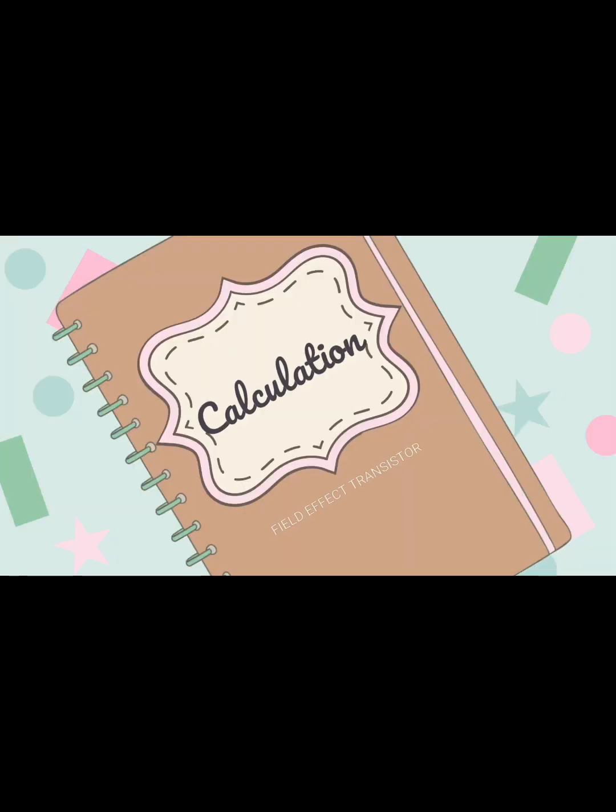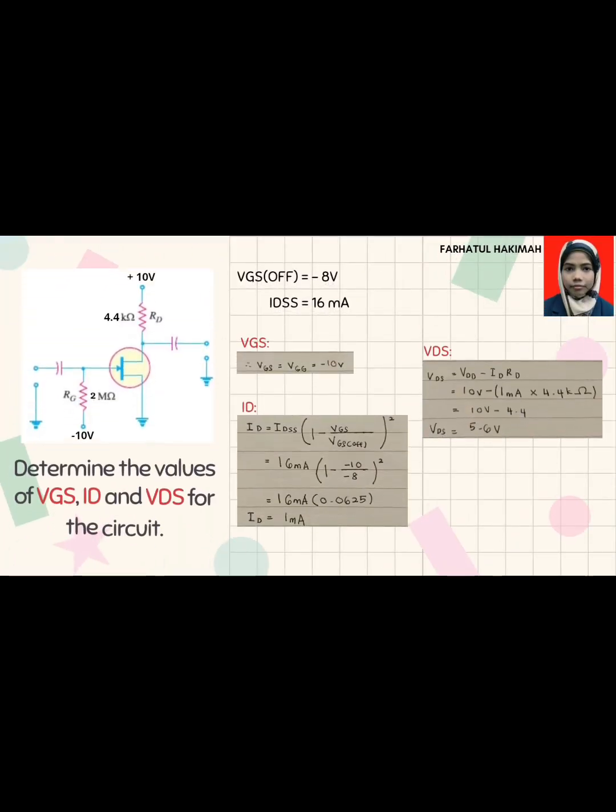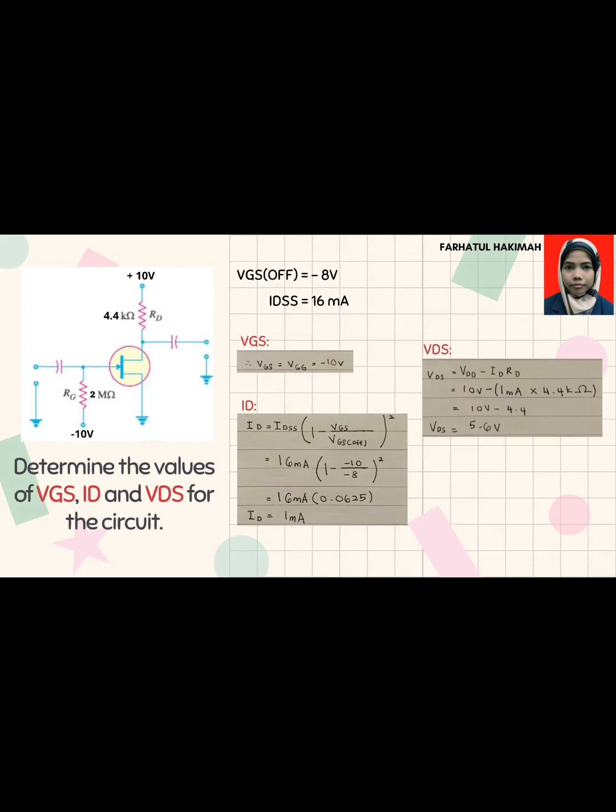Calculation for junction field effect transistor. In this question, we want to determine the values of VGS, ID, or drain current, and VDS for the circuit. As we know, VGS is the gate to source voltage, ID is drain current, and VDS is the voltage between drain and source. Since there is no gate current, there will be no voltage drop across RG, the gate resistance. VGS equals VGG equals negative 10 volt.